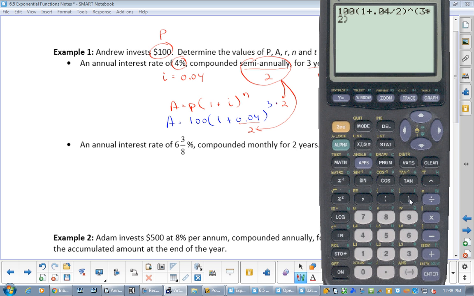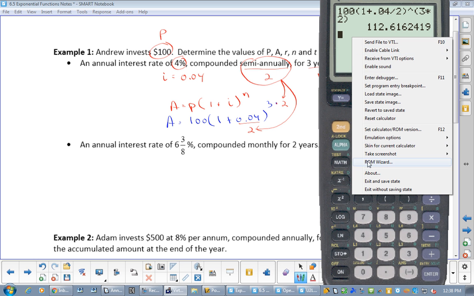Okay, so I want you to just see what I did there. You have 100, 100 times 1 plus 0.04 divided by 2. Do you see I only want the 0.04 divided by 2? I do not want all of this divided by 2. Close my bracket to the exponent. Do you see what I did here? I always put my exponent in brackets. Okay? And hopefully you get that.